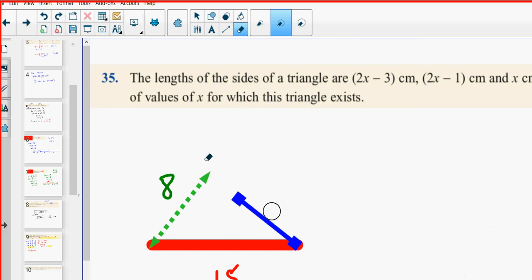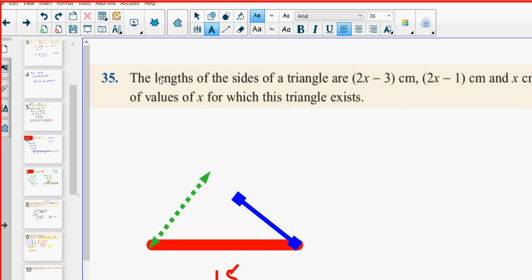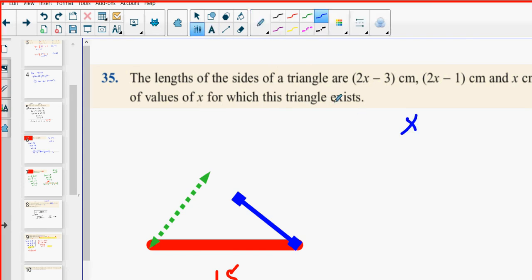Now, here's a hard question for you. Using these sides here, x, 2x minus 3, and 2x minus 1. Which one is the largest? How do we know which one the largest side is? Yes? All 3 sides are the same, equal to each other.